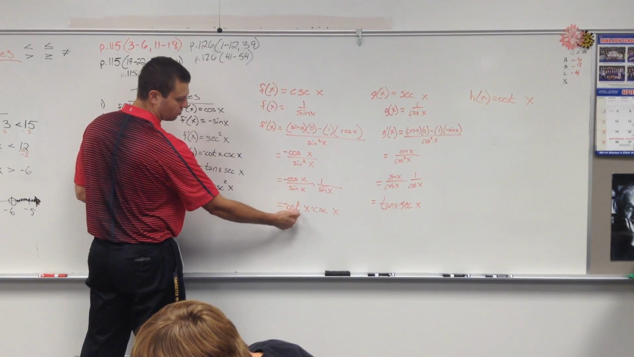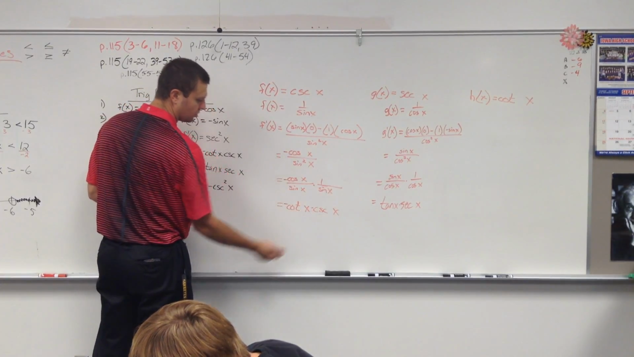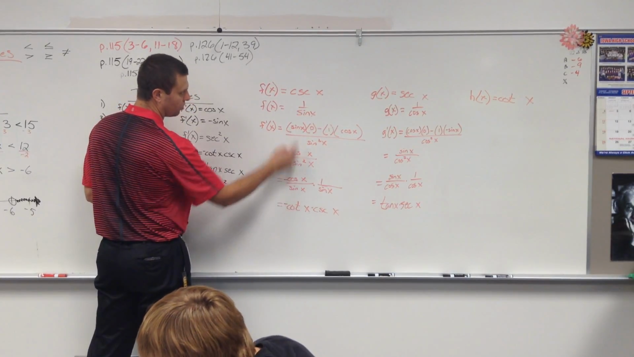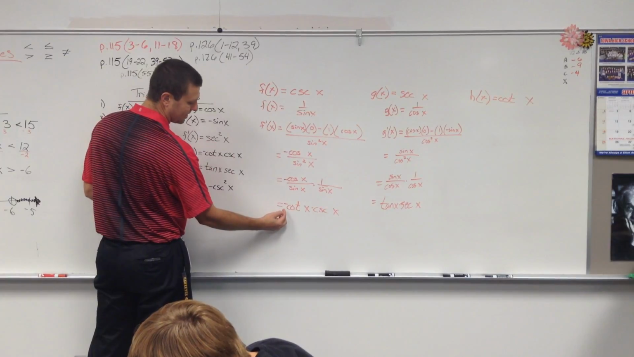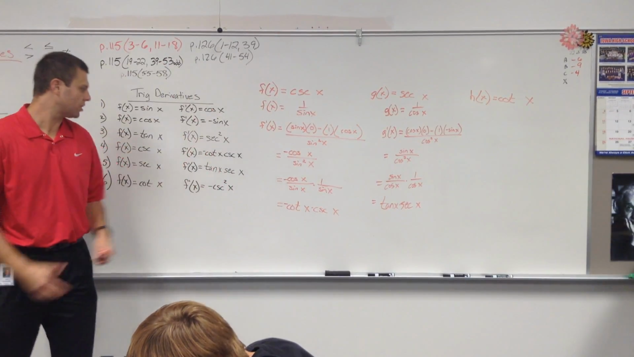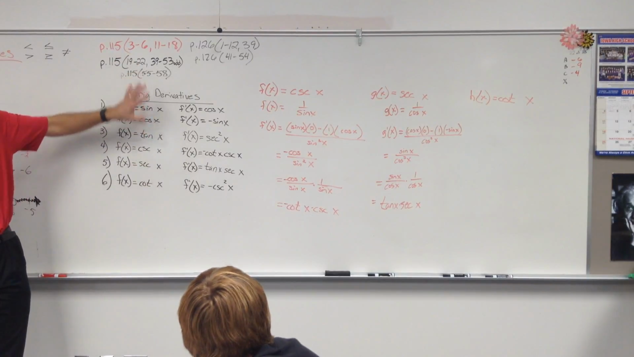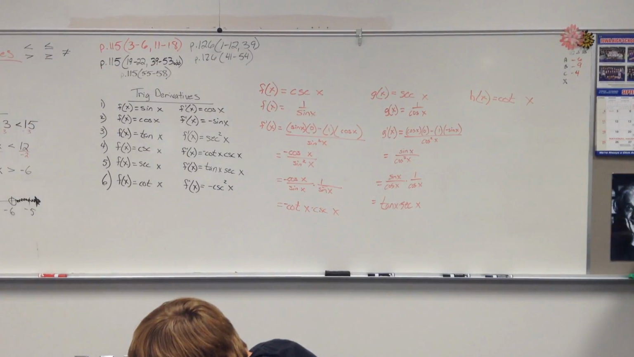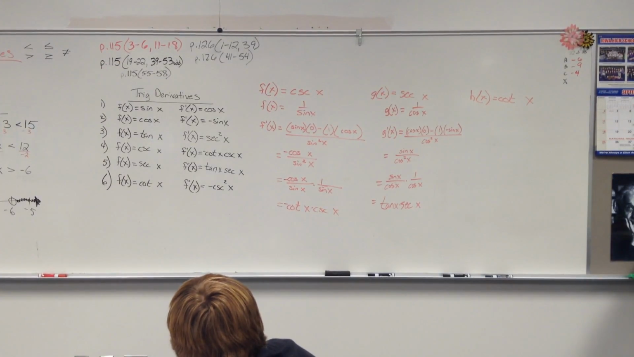Then these 2 fractions become nice trig functions. Cosine over sine is cotangent. 1 over sine is cosecant. There's a negative out in front that I missed the first time. So the derivative of cosecant would be negative cotangent cosecant. And then you do the other proofs similarly. But here are all 6 of them. You'll use those to help you with problems 41 to 54.